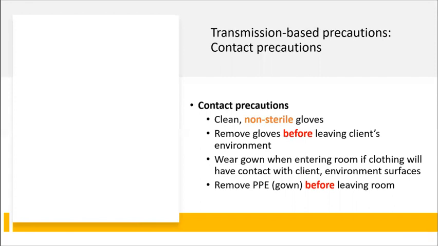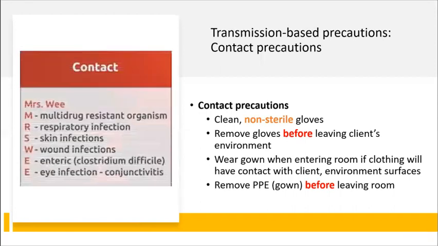Again, how do I remember those disease conditions that will require contact precaution? I remember Mrs. Wee. I don't want to be in contact with Wee, so I remember Mrs. Wee. So if I spell out Mrs. Wee, M would be for our MRSA. That would be your multi-drug resistant organisms like your MRSA and our vancomycin resistant organism. So that would be for M.